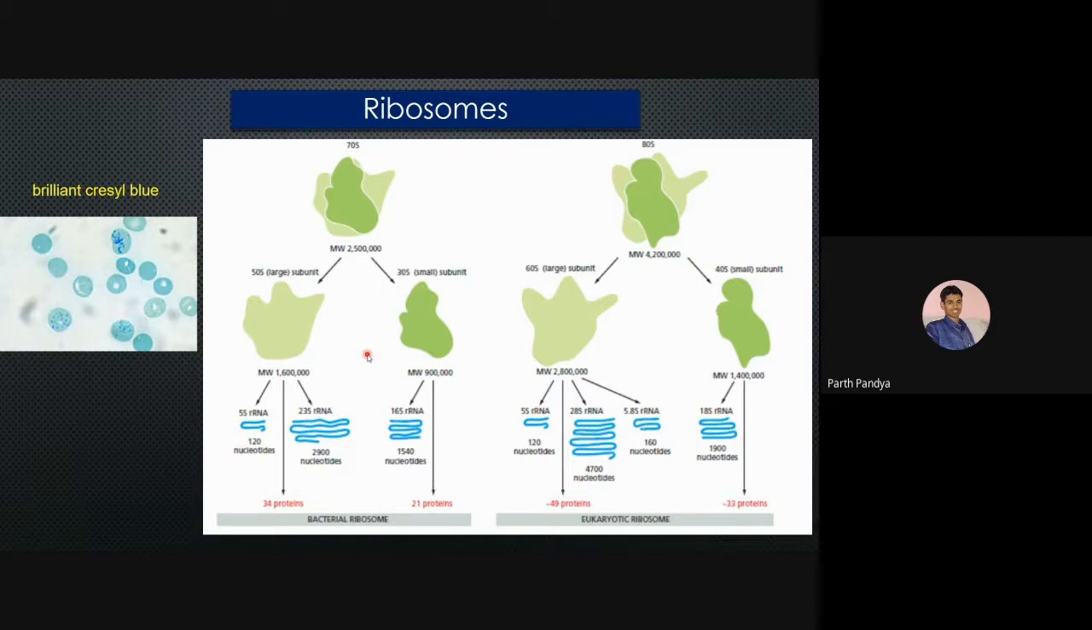or if it is separated, you will see the 50S or 30S subunit. So in 50S we have 5S rRNA, 23S rRNA, and 34 proteins, whereas in the 30S small subunit we have 16S rRNA and 21 proteins.